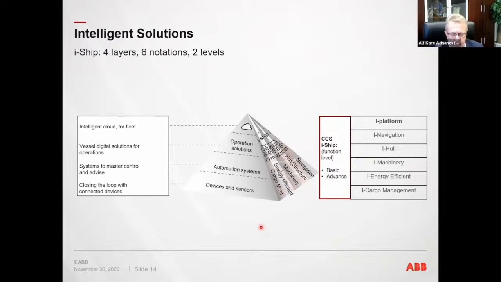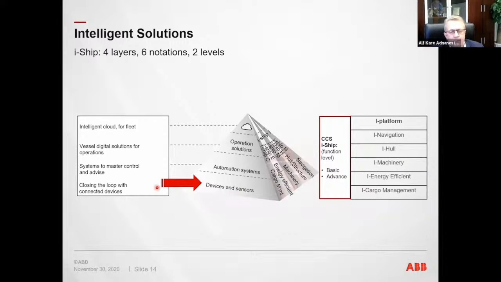So as you know, the CCS iShip notation has these 6 different notations: cargo, energy, machinery, hull, navigation, and then the platform itself. And if you take this iShip regulation and map it into the technical solutions, we could form this pyramid of the overall IT structure and the software structure on board the vessel. I will guide you through each of these. So I will start here with the devices and sensors.